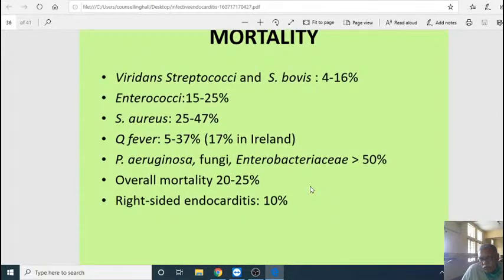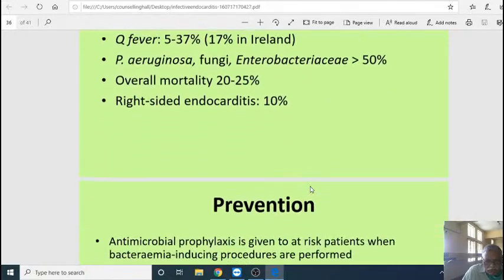The mortality is 4 to 16% for Streptococcus viridans and Streptococcus bovis, Enterococci 15 to 25%, Staphylococcus aureus 25 to 47%, Q fever 5 to 37%, Pseudomonas aeruginosa, fungi and Enterobacteriaceae more than 50%. The overall mortality is about 22 to 25%. Right-sided endocarditis is about 10%, which is more common in drug addicts who share needles among their group.